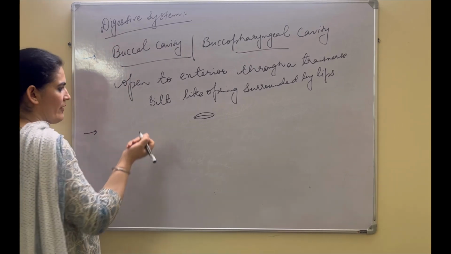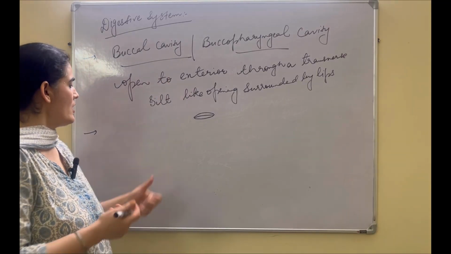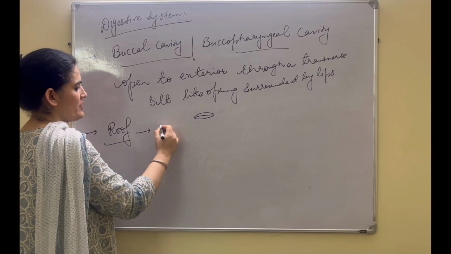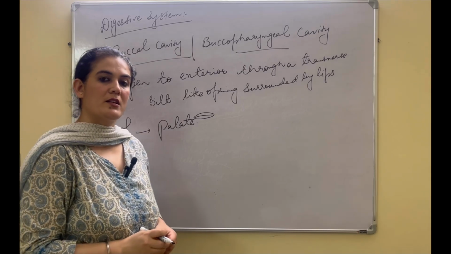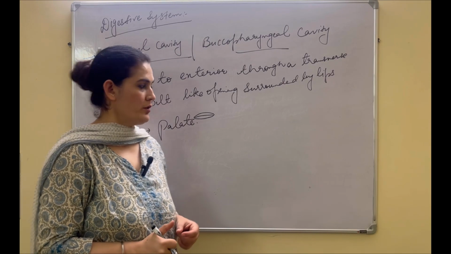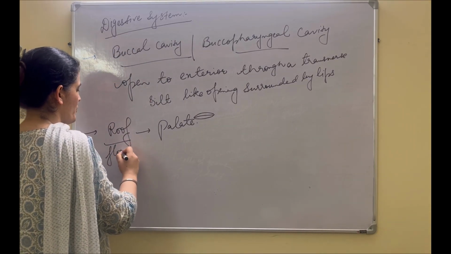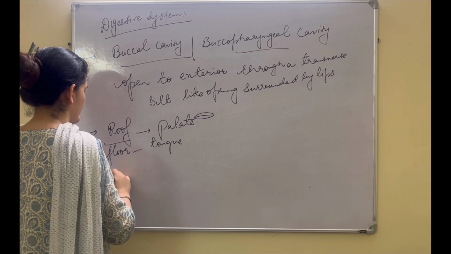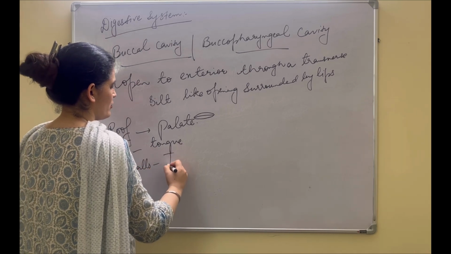And in our buccopharyngeal cavity, what is present inside? First is the roof, known as the palate, already discussed in the previous video. I hope you watched that lecture, so you will remember that. And we have the floor, which is the tongue, and the sides, the walls, which are the jaws.